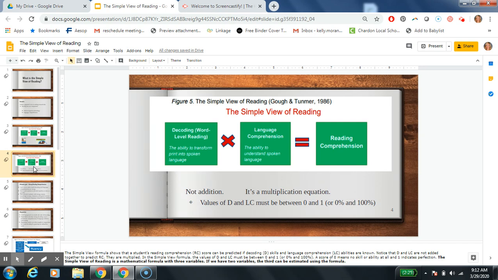So the simple view formula shows that a student's reading comprehension score can be predicted if decoding skills and language comprehension abilities are known. Notice again that decoding and language comprehension are not added together to predict the reading comprehension, they're multiplied. So when we're looking at the formula, the values of decoding and language comprehension must be between 0 and 1, or we would say 0% or 100%. A score of 0 means no skill or ability at all, and a score of 1 would indicate perfection. It's a formula with 3 variables, of course. So if you have 2 of the variables, the third then could be estimated using the formula. This image again was taken from Ohio's plan to raise literacy achievement.